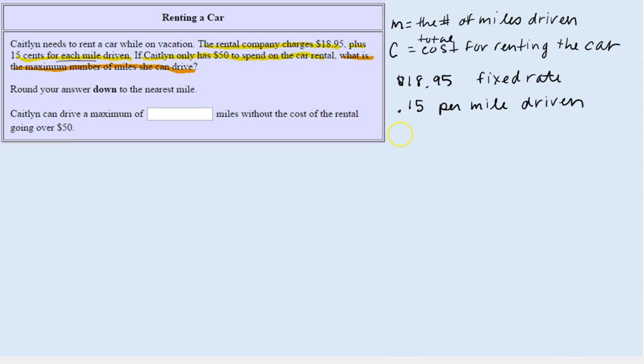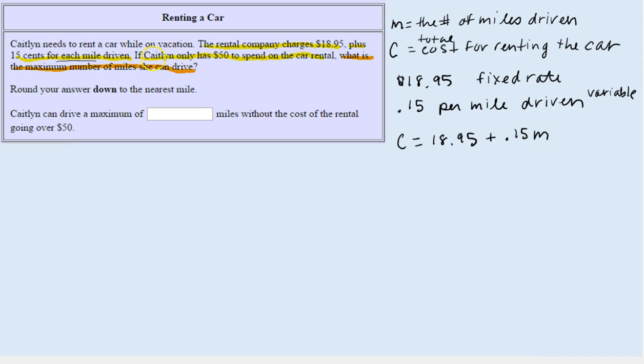So C, the total cost for renting the car, is going to be the fixed rate of $18.95. And then this variable amount, we have to add on 15 cents for each mile driven. And since we don't know the number of miles driven, that's going to be our M. So 15 cents times the number of miles driven, which we write as 0.15 M. We leave out the multiplication because it's implied. So this represents the relationship between the cost for renting the car given the number of miles.